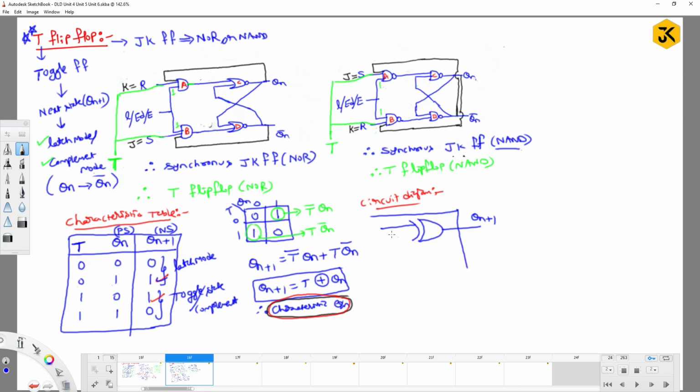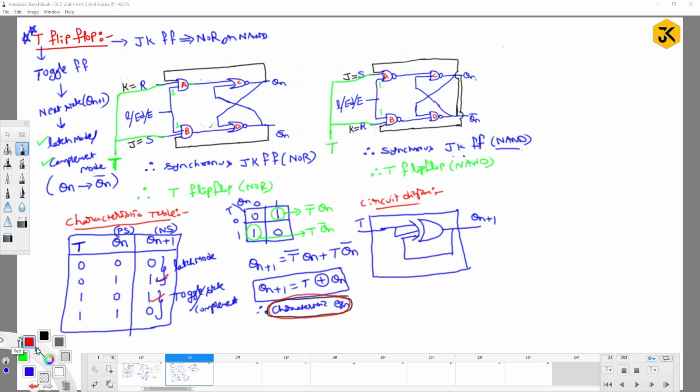Right? But this may be the input, so this is T. This T will be of two things, because T contains J and K as inputs, and now this will be like this. This is the corresponding circuit diagram for the T flip-flop.